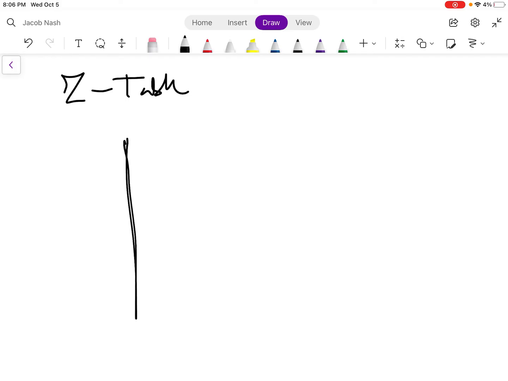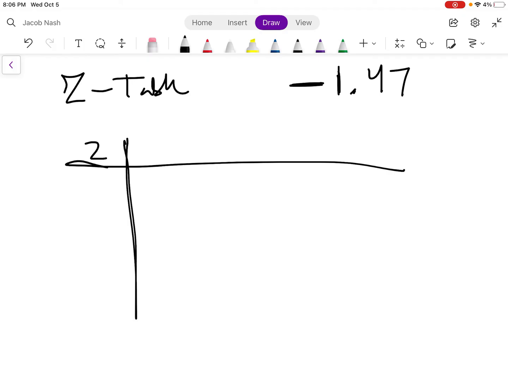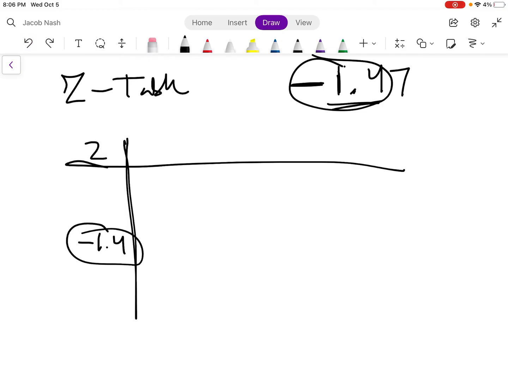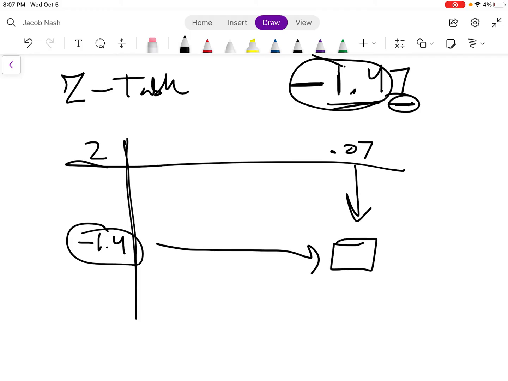So it's going to be like this. We have z right here, and let's say that a z-score is maybe negative 1.47. So you would find right here where it says negative 1.4. Okay, I found that. So this part goes right here. Now this part that's in the hundredths place is going to be over here. You're going to find something that says this. Then you're going to go down and find where they intersect. And there's going to be some kind of number here.